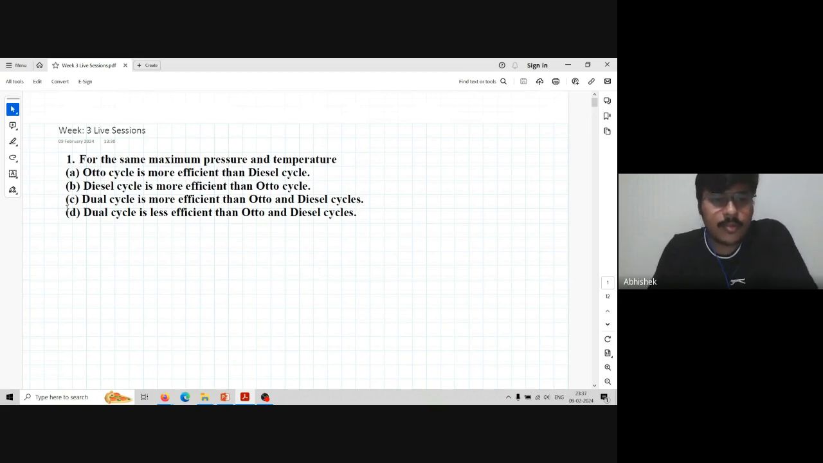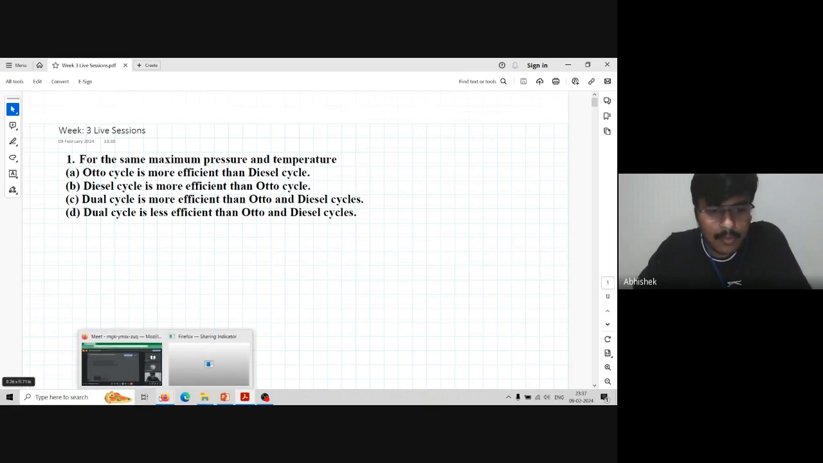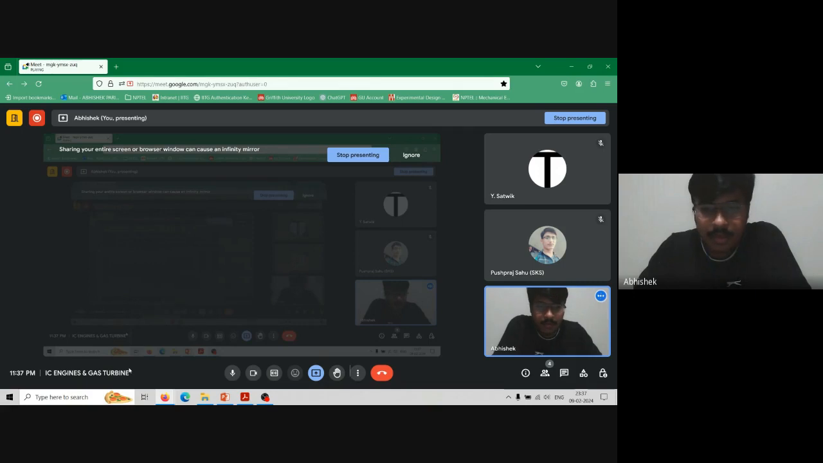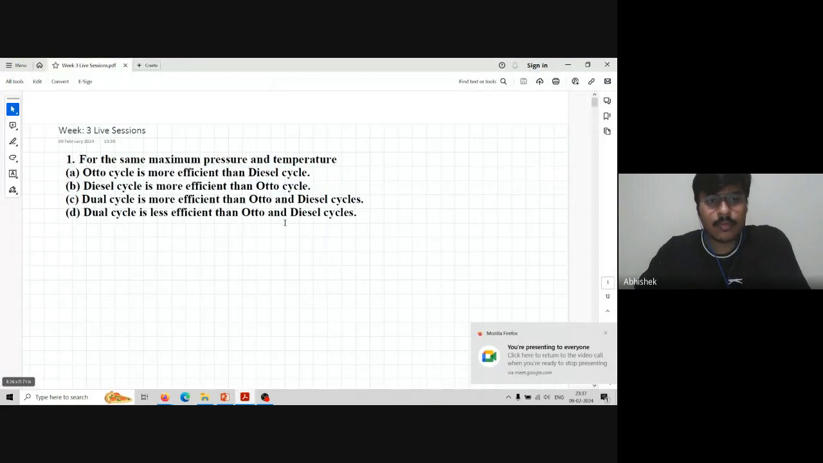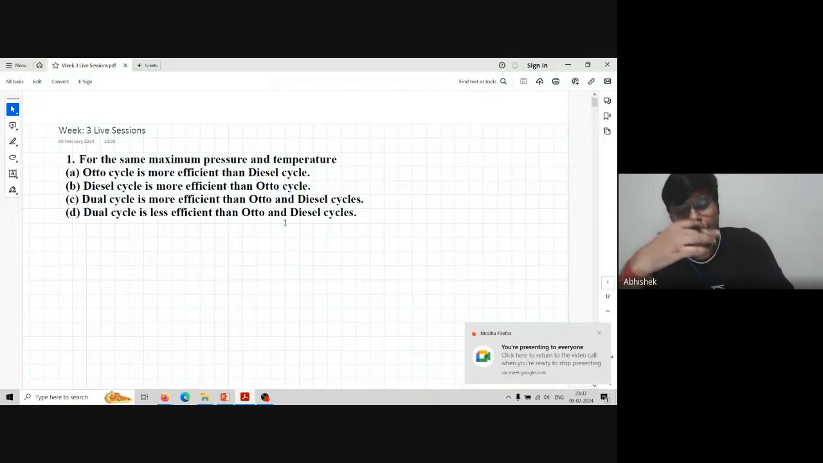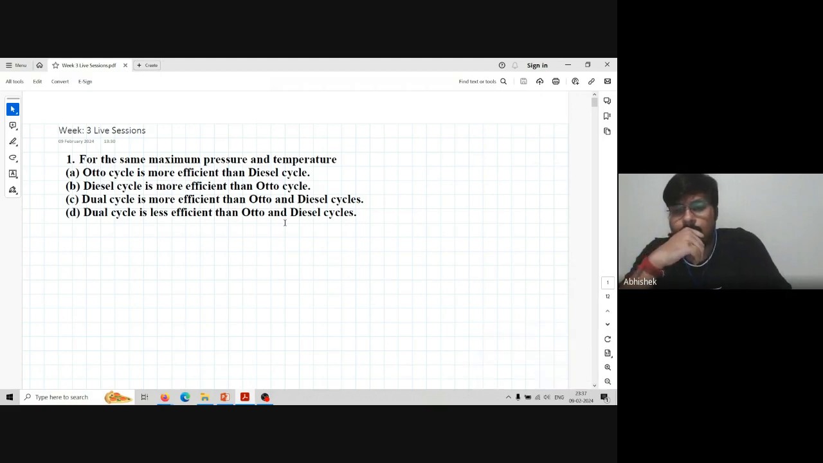So the first question is, for the same maximum power, pressure and temperature, which one of these is true? Just tell me the answer. For the same maximum pressure and temperature, which cycle is more efficient?